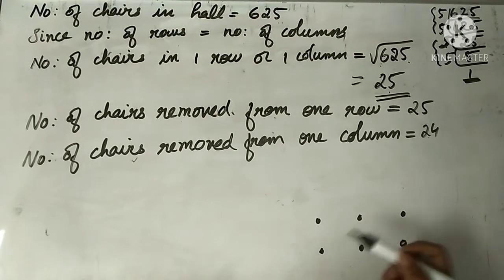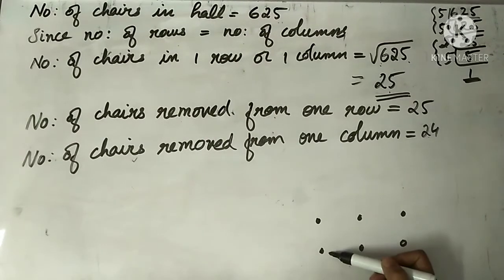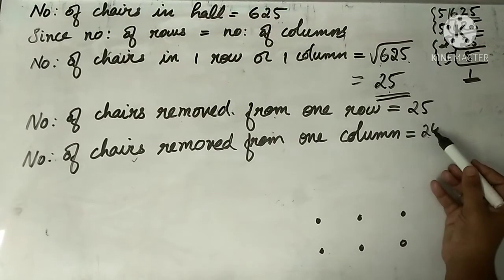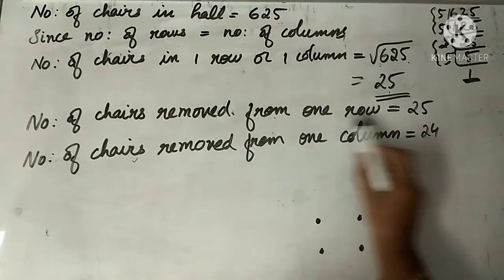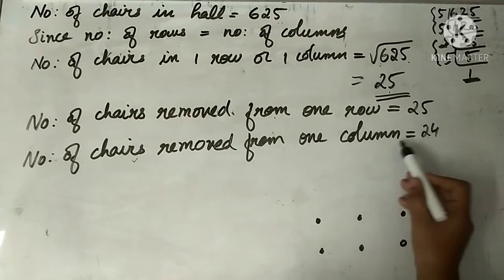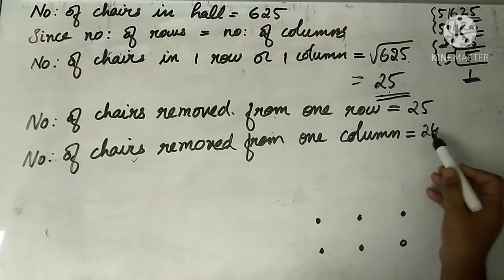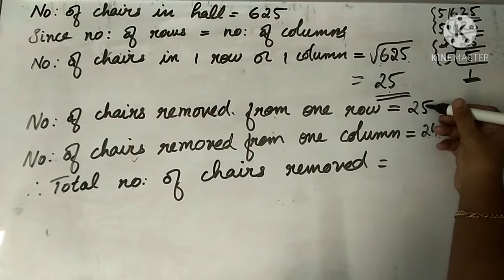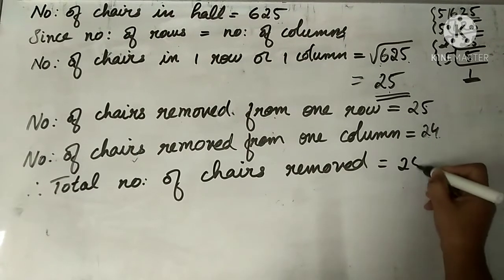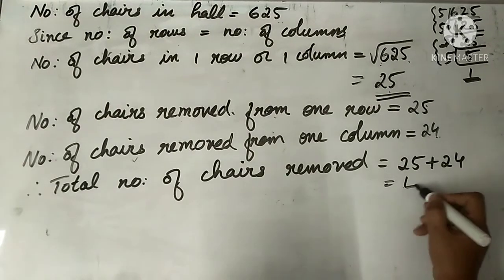That is 3 minus 1, which is equal to 2. That is what I had done here. The number of rows and number of columns is 25. When I removed one row, the number of chairs in one column became 25 minus 1, that is 24. Therefore, the total number of chairs removed is equal to 25 plus 24, that is equal to 49.